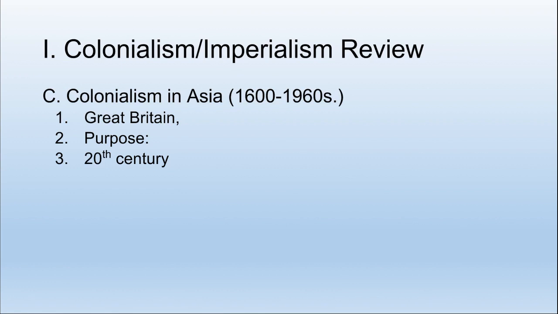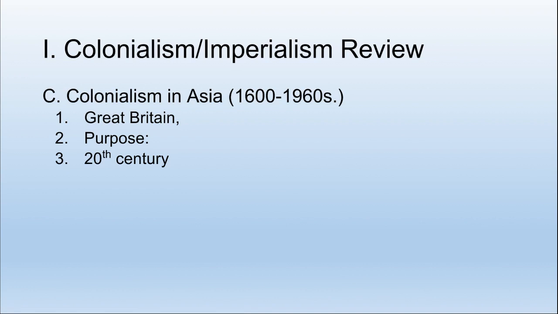The purpose is to control trade routes and to extract profitable raw materials. So they want to control trade routes. Think about Christopher Columbus, Marco Polo, everyone that's trying to get from Asia back to Europe, as well as extract raw materials. They're similar to Africa.